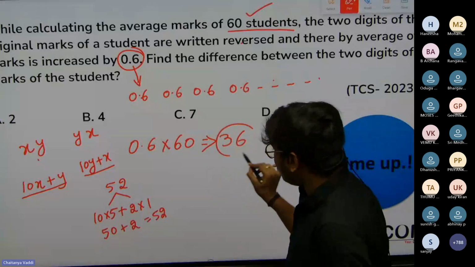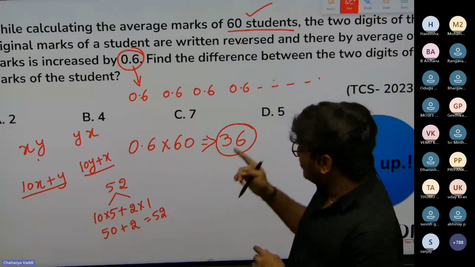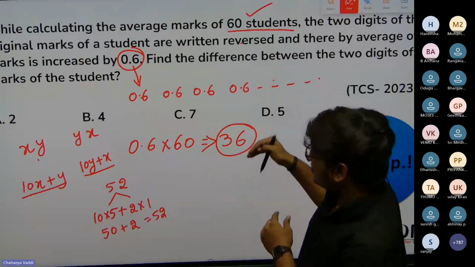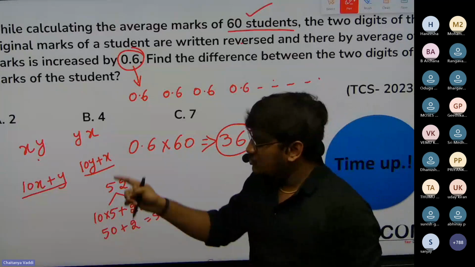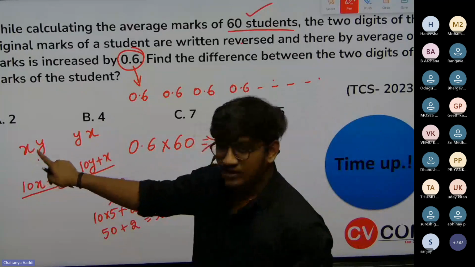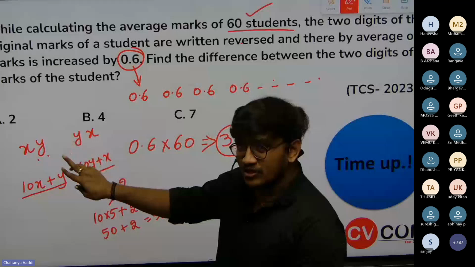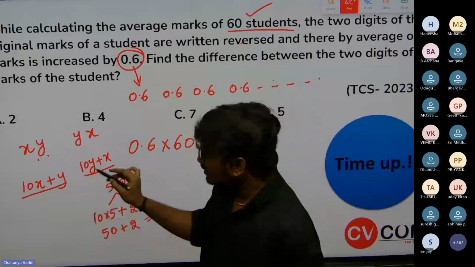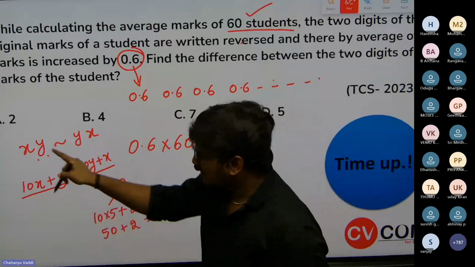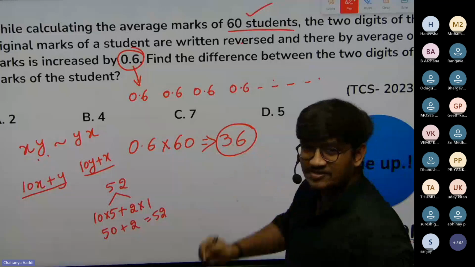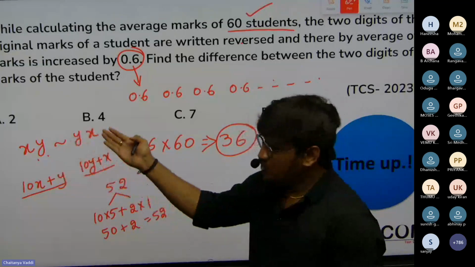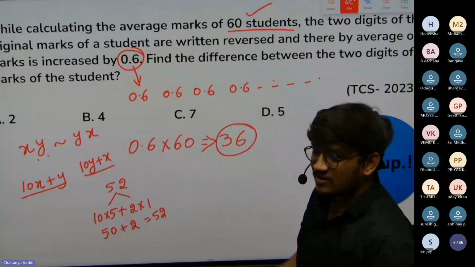So 36 extra marks given. You know the reason for the extra 36 marks given to the people? Instead of entering xy marks, I entered yx, which means the two-digit number got reversed. Now, can I say that the difference of these two numbers will be 36? Obviously, instead of giving xy, by giving yx, the difference will be 36.